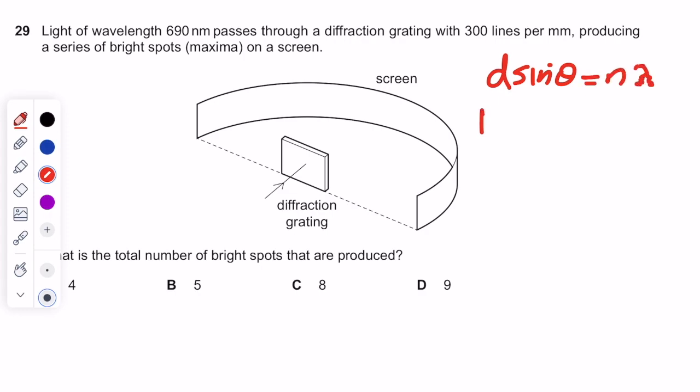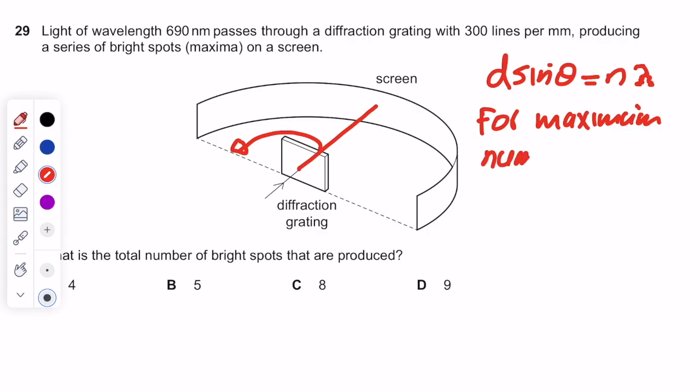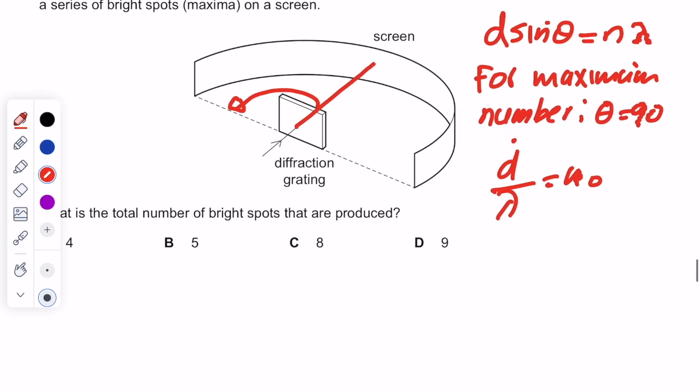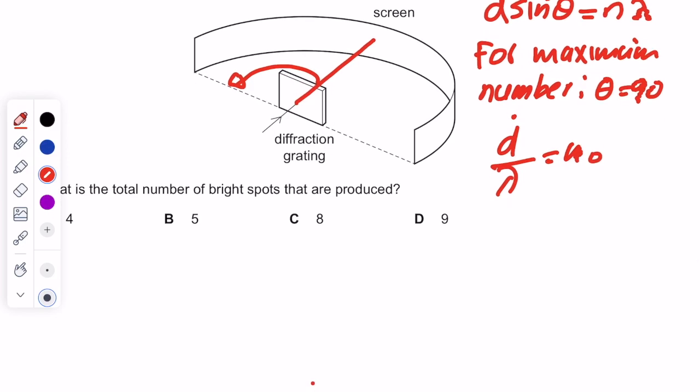For maximum order, it means this is the angle we are talking about. So if you want to see everything in this direction, you have to change theta into 90, right? So d over lambda is that maximum number. Let's write it as n naught. Now there's another problem. What is d? d is length over number of lines.